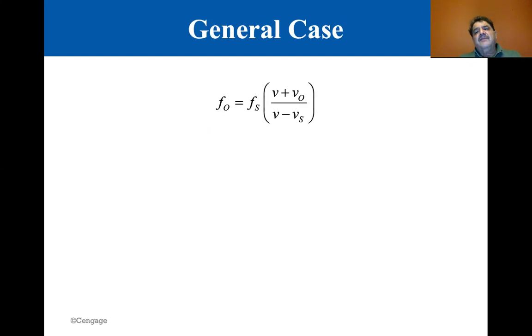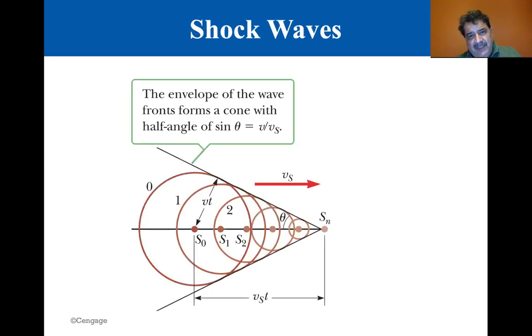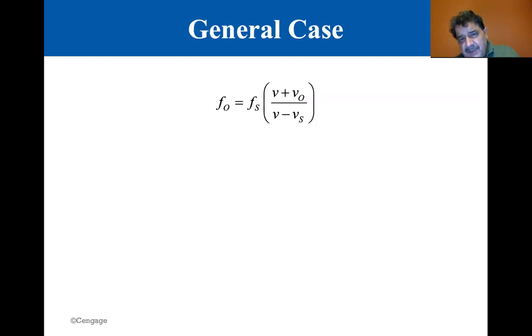The frequency of the observer is equal to the frequency of the source times this relationship, the velocity of air plus velocity of the observer divided by the velocity of the sound in air minus the velocity of the source. And I think that does it for the Doppler effect. We'll end it here.